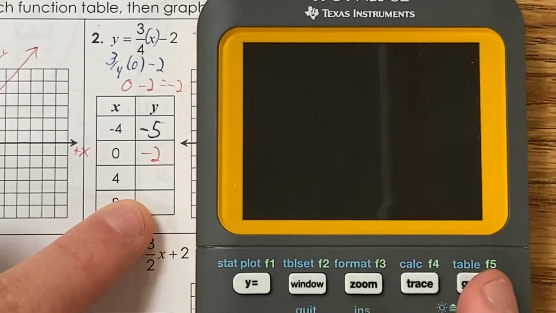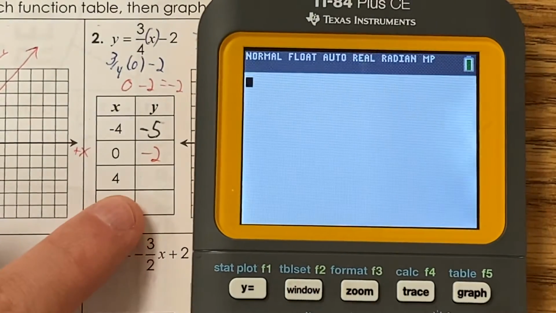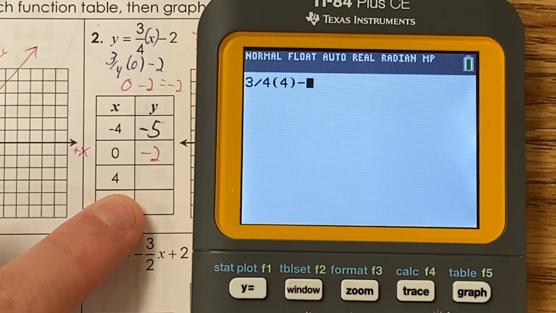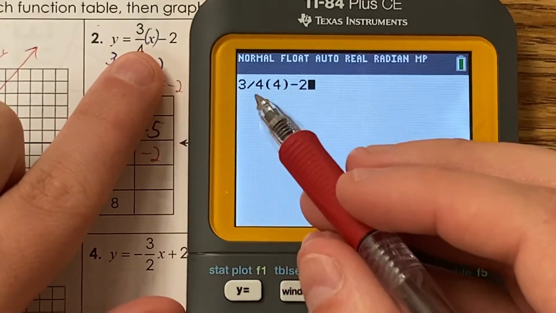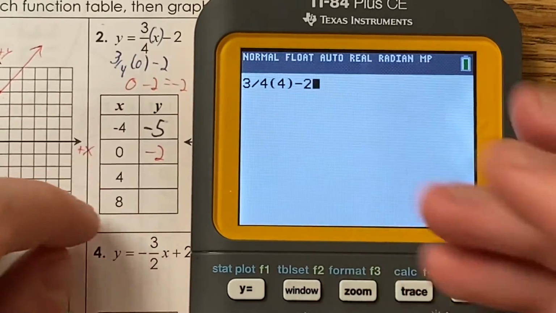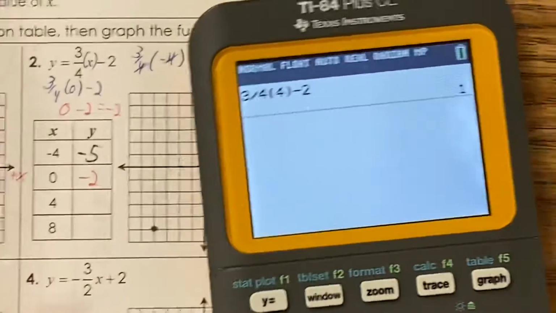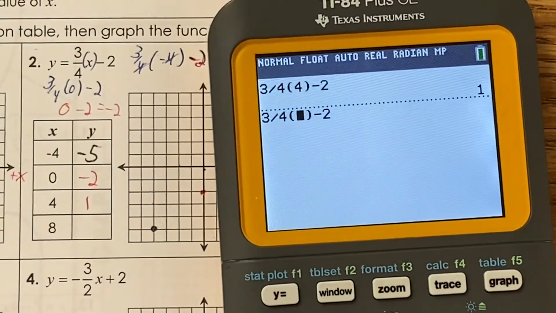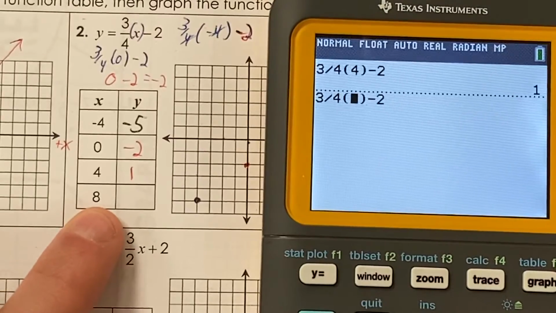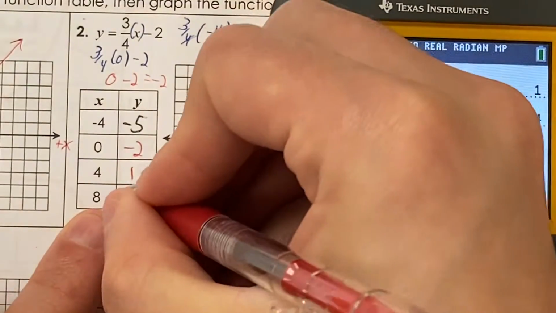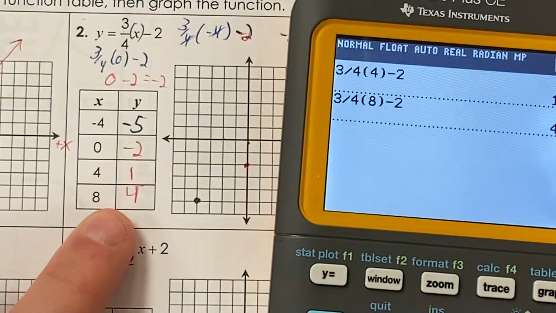And then if you start to get lazy, you can always use a calculator. 3/4 and then times 4 minus 2. So I just did this, right? 3/4, the -2, but instead of x, I put a 4. And it tells me it's a +1. And then you can do the same thing, but this time, instead of 4, we want it to be 8. So I would replace 4 with 8. And this time it says 4. And you can get the values that way.